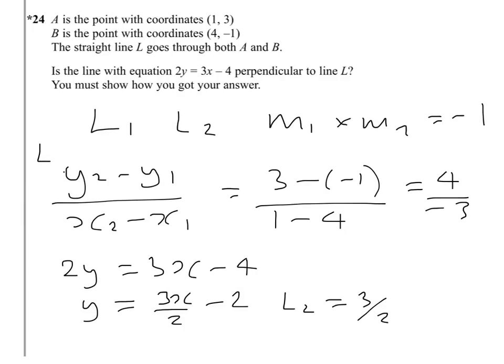So if we multiply 4 divided by minus 3 times 3 over 2, we're going to end up with 12 over minus 6, which equals minus 2. So the answer then is the lines are not perpendicular, so no. The answer is no, they are not perpendicular, because the two gradients we found when multiplied do not give us the answer minus 1.